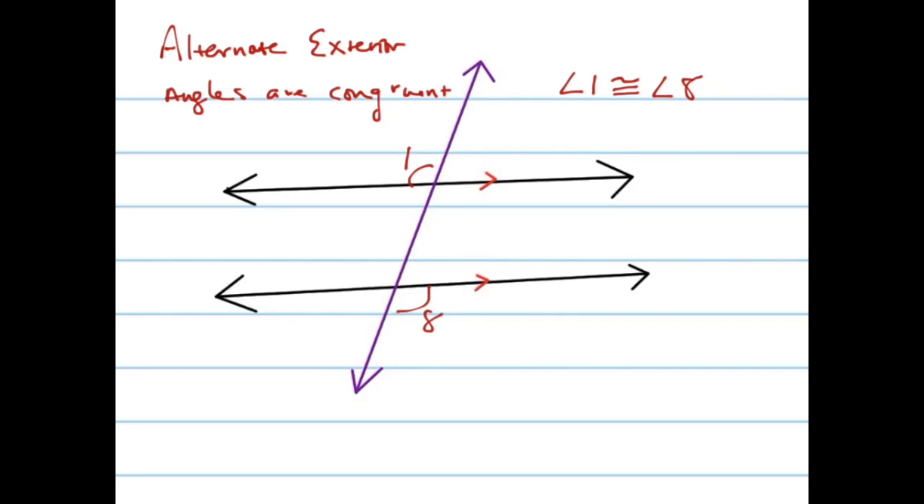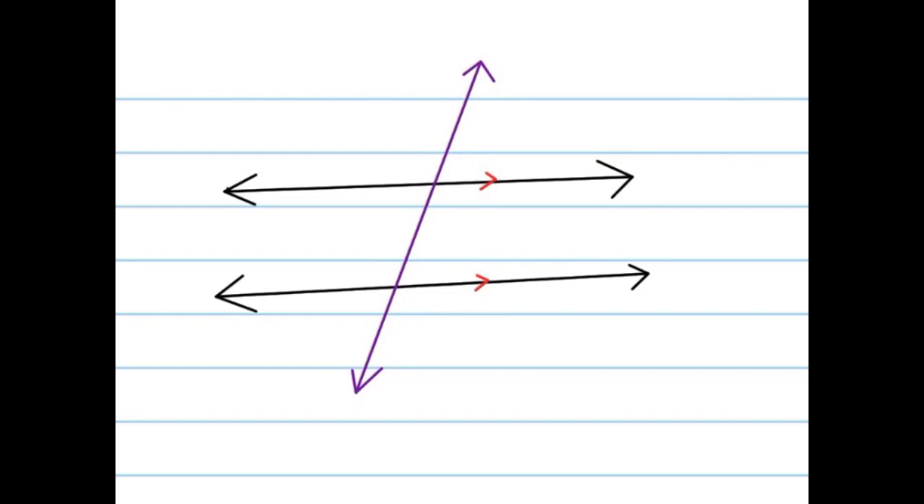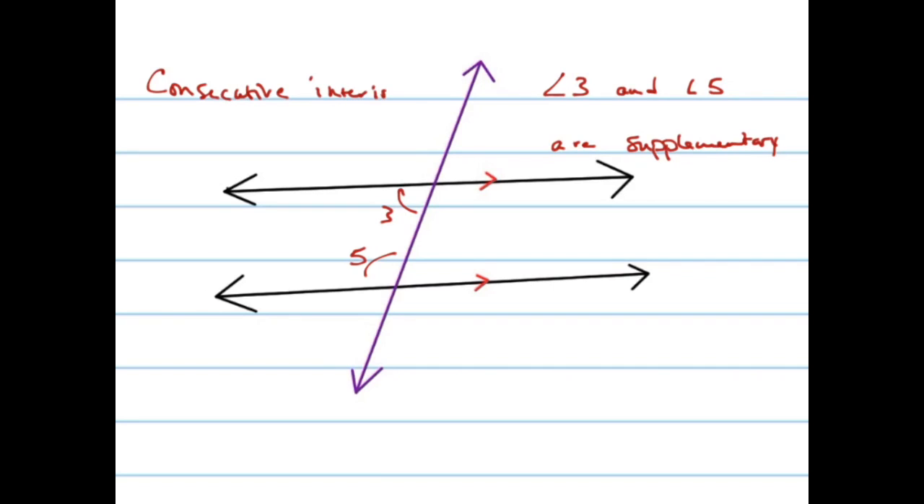We had one more type of angle relationship. What was it? Consecutive interior angles. What do you think we could say about consecutive interior angles? That's right. What do we call that? Supplementary. They're not congruent, they are supplementary. Consecutive interior angles are supplementary.